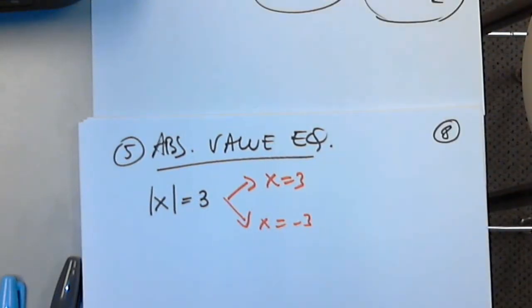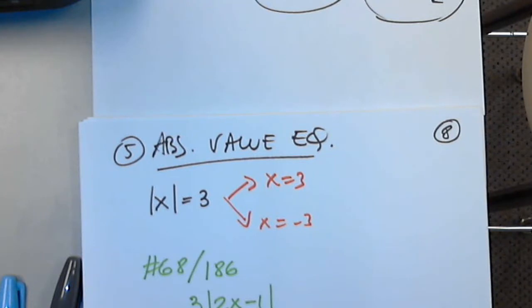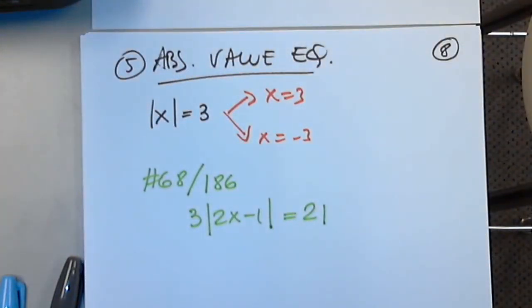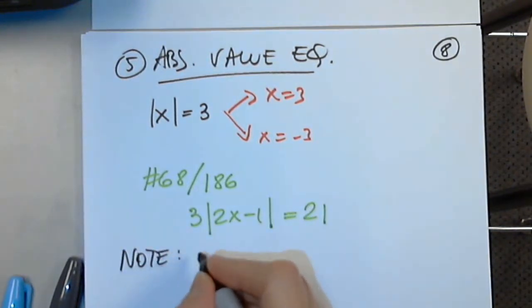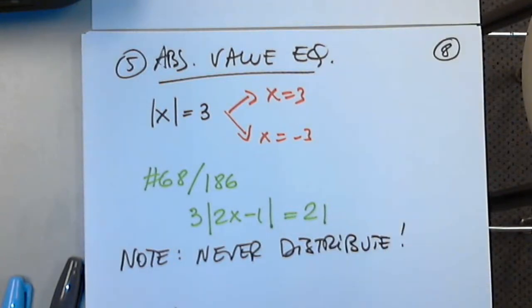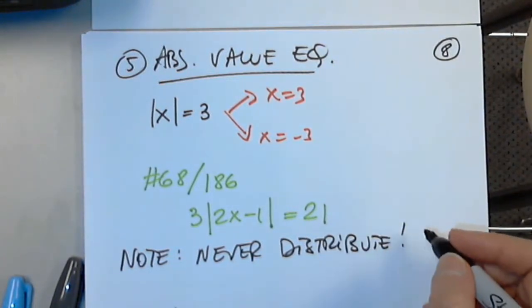So let's look at more sophisticated examples. Let's say 68 on page 186: 3 times the absolute value of 2x minus 1 equals 21. What do I do? I want to say it's 3, but I'm not sure. So let's write that. Note, never distribute. There's a reason I said I thought I might be wrong. There's a reason I didn't say you definitely should distribute.